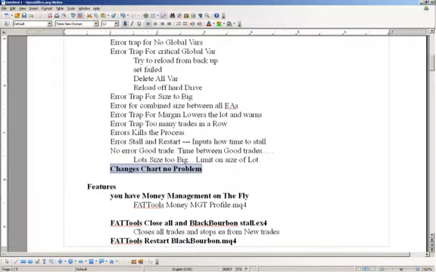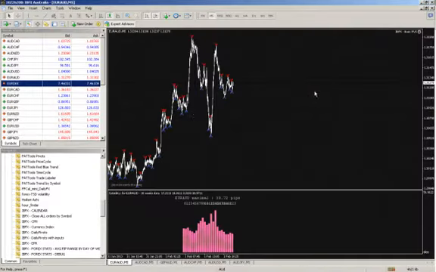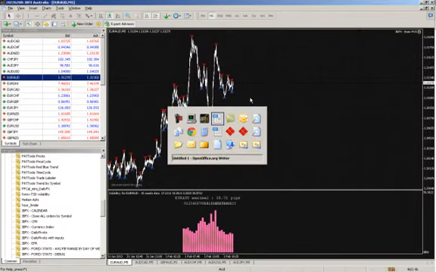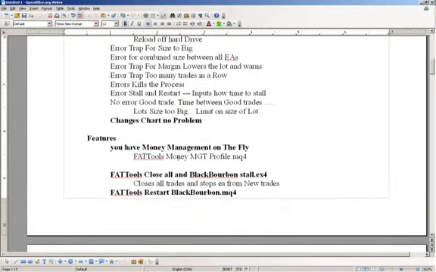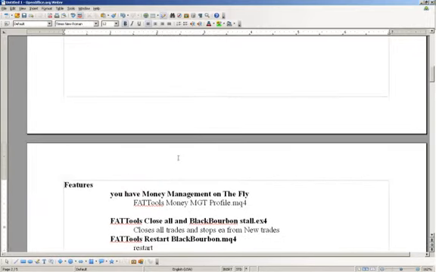Changes. If you change a chart, there's no problem. This is a new setup. Normally, when you put these on and you change a chart, all of a sudden the EA works on the new chart. The new ones don't do that. They're locked to a chart. There's some features in here, new features that we have on the new ones.